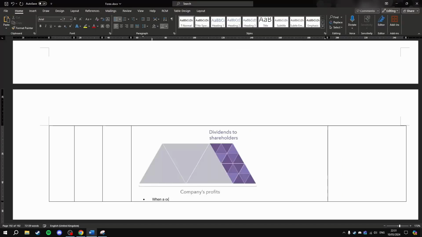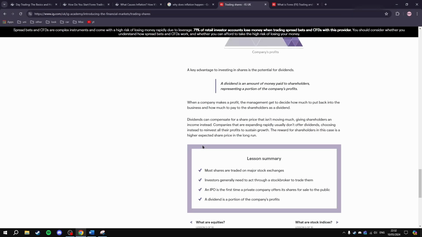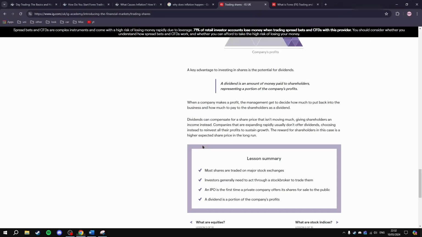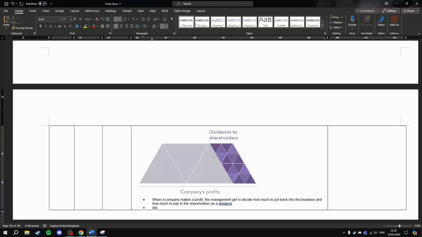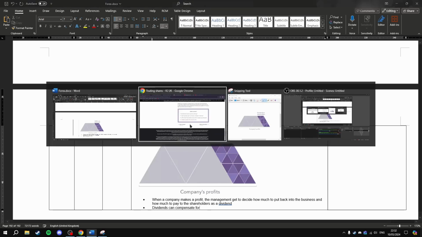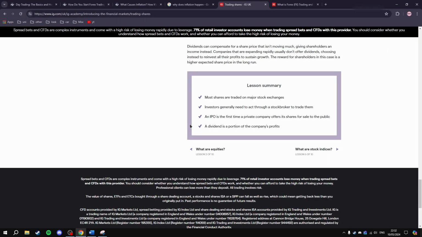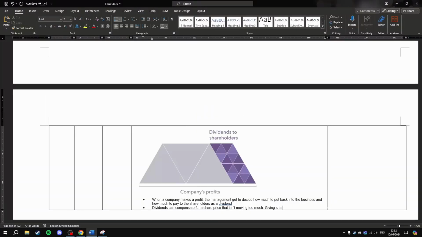So when a company makes a profit, the management get to decide how much to put back into the business and how much to pay to the shareholders as a dividend. Dividends can compensate for a share price that isn't moving too much, giving shareholders an income instead.